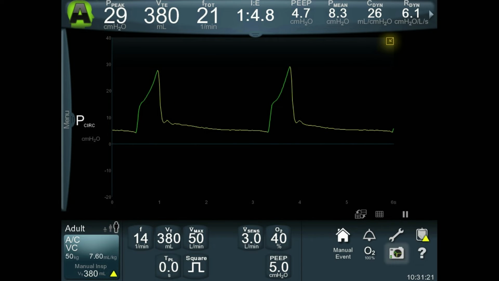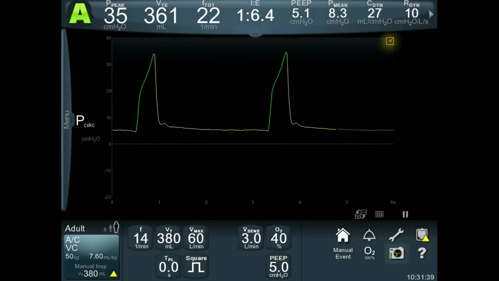This is the same patient on a Vmax or a peak flow of 50 liters per minute. There's still some scooping going on. Let's go up to 60 liters per minute and see what happens. And still there is some scooping. This patient would be much better off from pressure control.